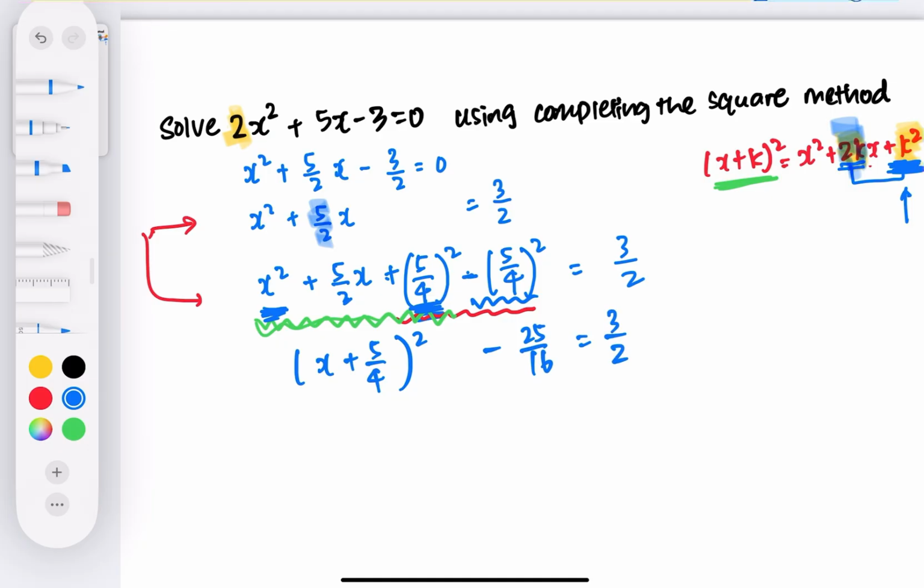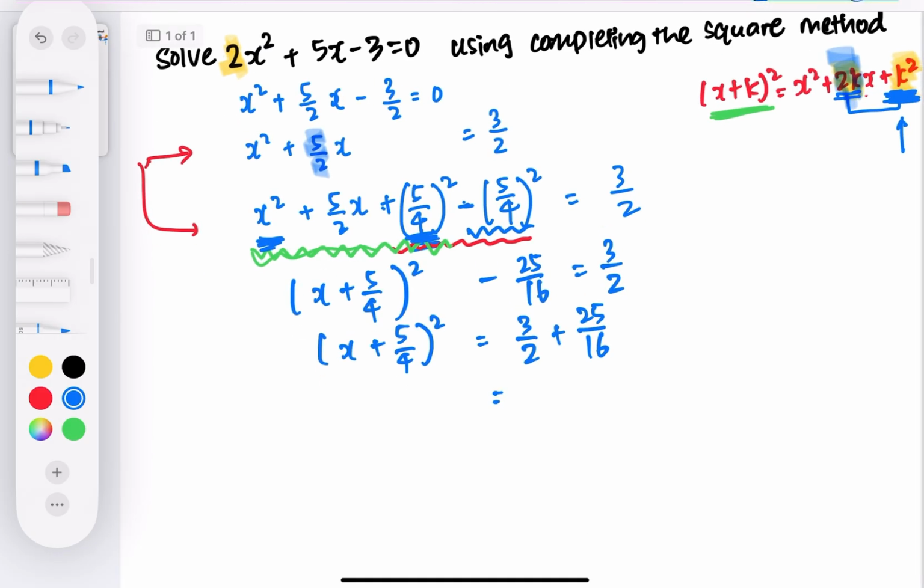The next step is to remove the constant term from the left-hand side. So the left-hand side is left with this, whereas the right-hand side, now we have this. We continue to evaluate this. So now x plus 5 over 4 all squared is equal to 49 over 16.